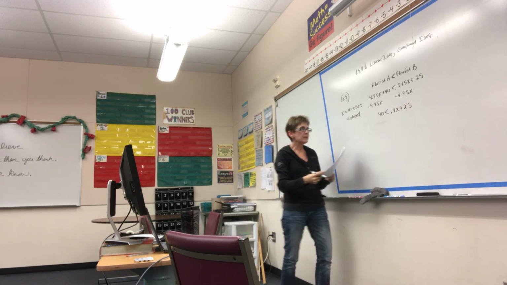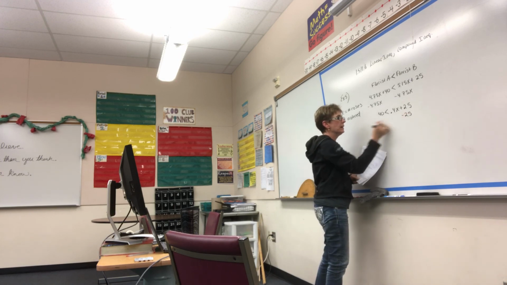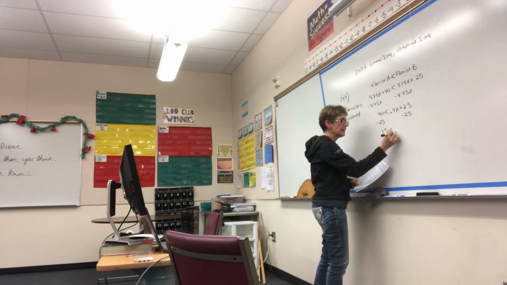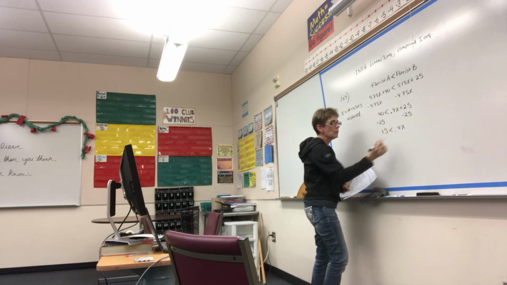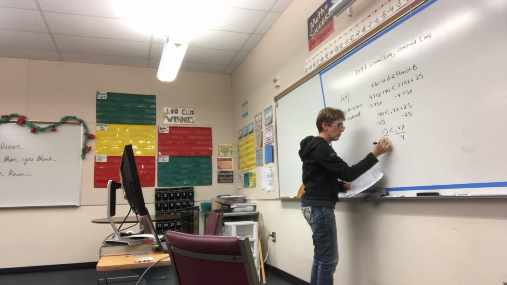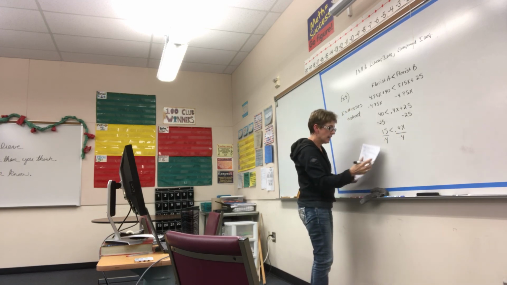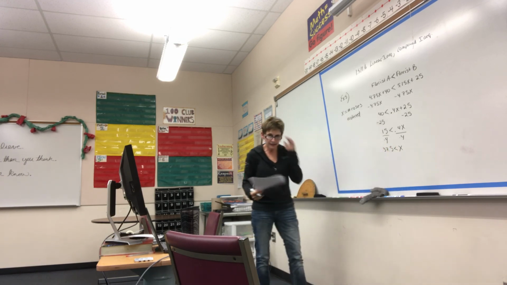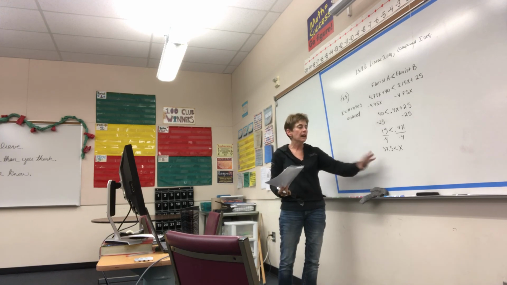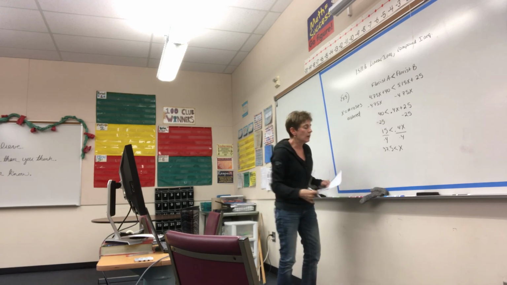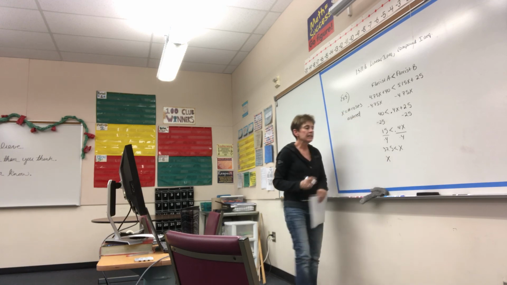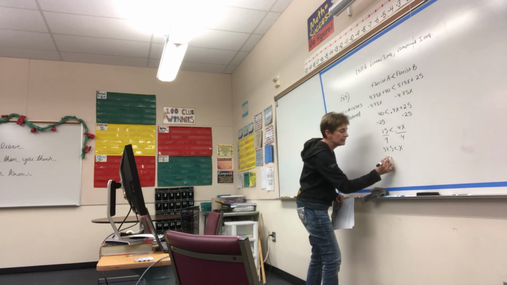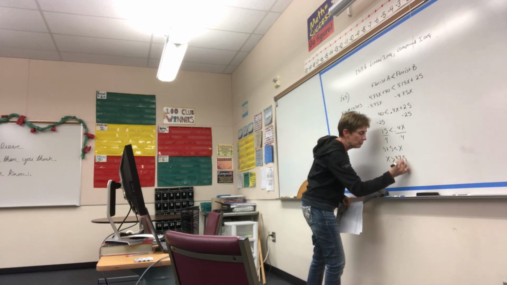So I'm going to do my opposite operations and subtract 25, and I'm going to get 15 is less than 0.4X. When I divide both sides by 0.4, I get that 37.5 is less than X. Now, like I said, you can leave the solution like this. I personally find it a little confusing, so I always put the X on the left. If 37.5 is less than X, that's the same as saying X is greater than 37.5.